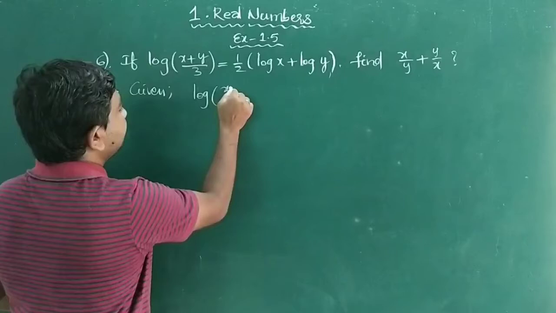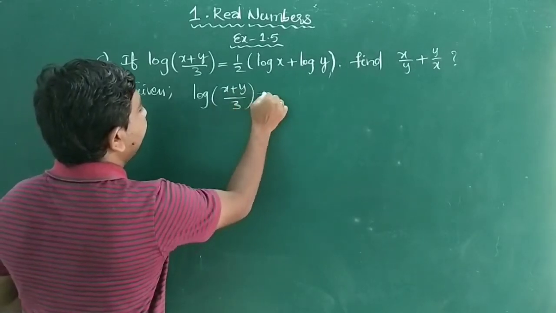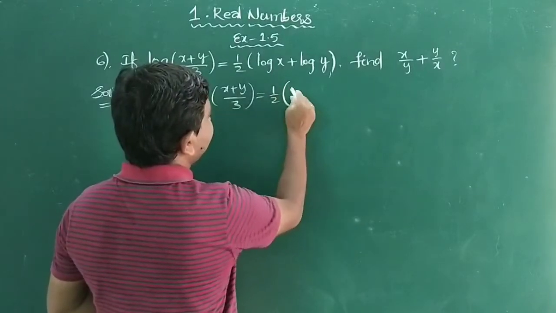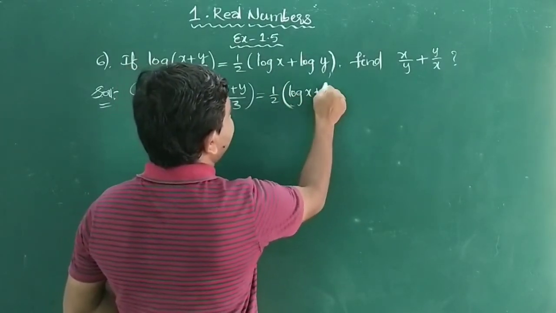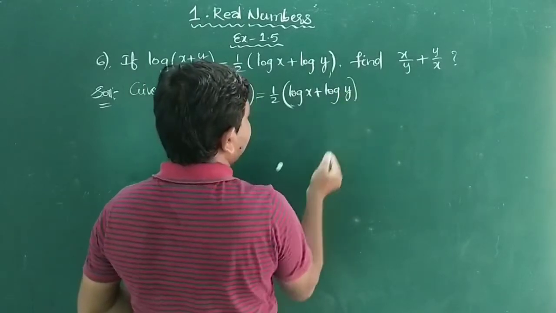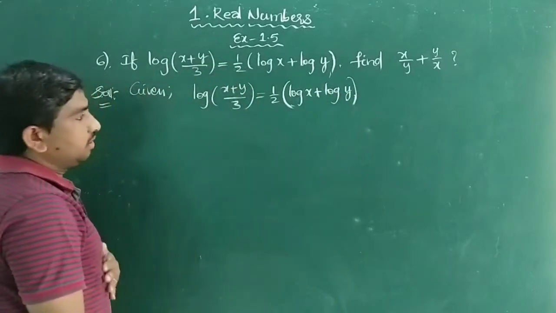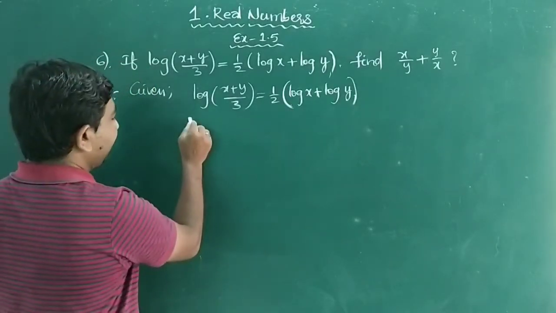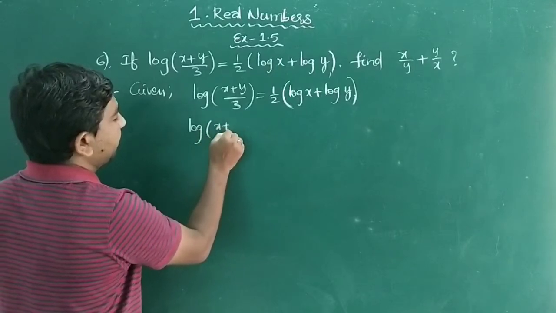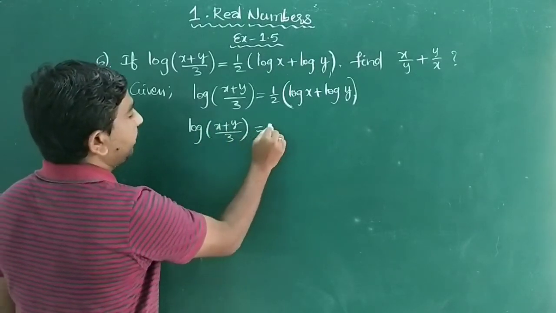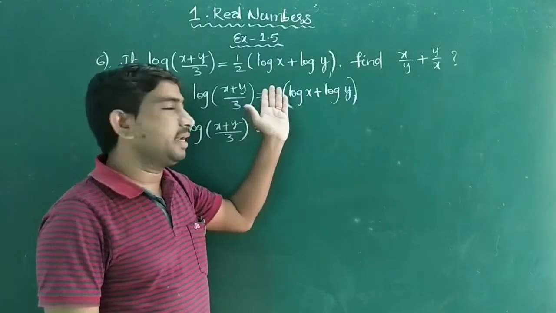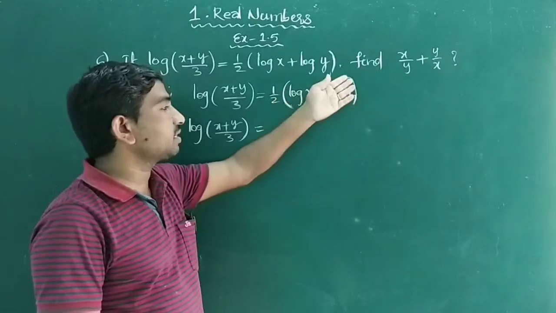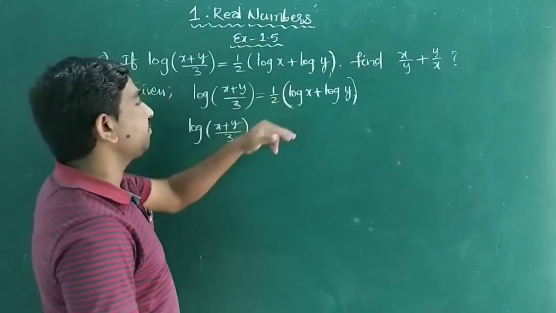Log of (x plus y)/3 is equal to 1/2 of (log x plus log y). So now, we can write it as what? First of all, write the left side as it is, log of (x plus y)/3. And here this 1/2 can be written as a power. In logarithms, the power comes to the front, and we can also write it in the form of a power.